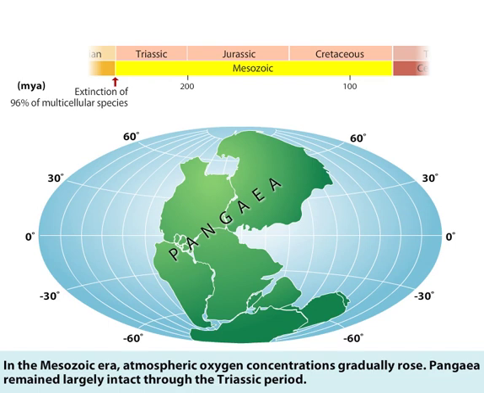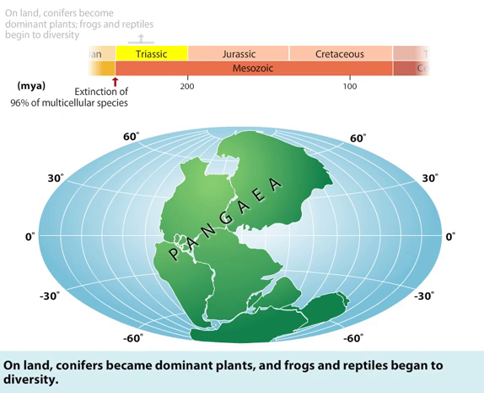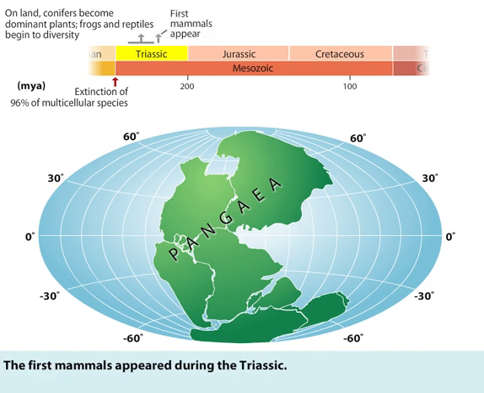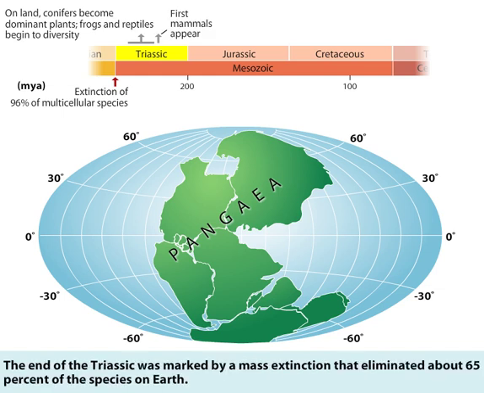In the Mesozoic era, atmospheric oxygen concentrations gradually rose. Pangaea remained largely intact through the Triassic period. On land, conifers became dominant plants, and frogs and reptiles began to diversify. The radiations of reptiles eventually gave rise to crocodilians, dinosaurs, and birds. The first mammals appeared during the Triassic. The end of the Triassic was marked by a mass extinction that eliminated about 65% of the species on Earth.